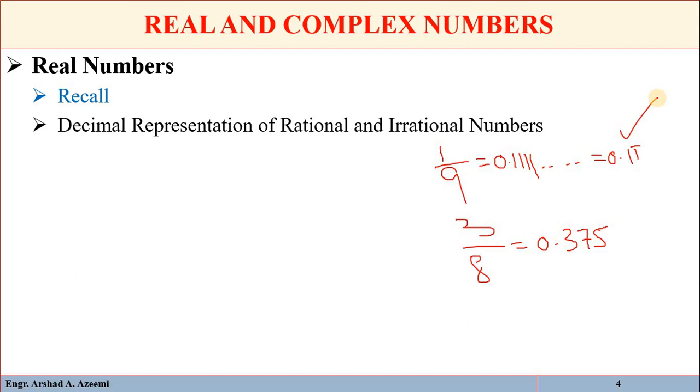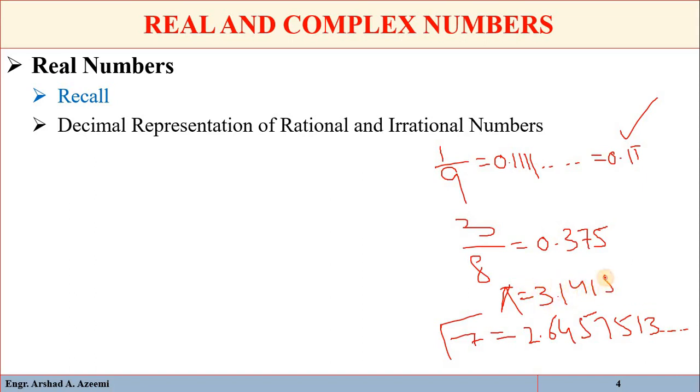And then we have the irrational number. For example, if we have under root 7, if you open it, it will be equal to 2.645751 3, a non-terminating and non-recurring number. Similarly, we have pi, which is equal to 3.1415927 and so on. Again, it is a non-recurring and non-terminating number, so that's why it is called an irrational number.